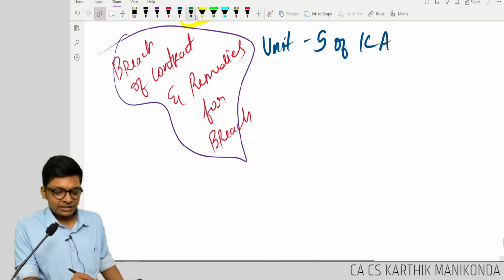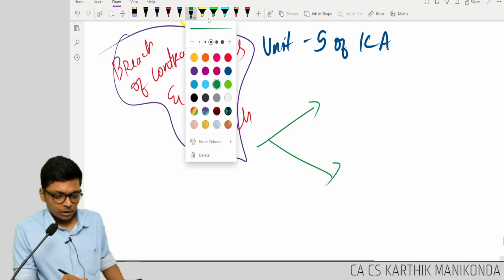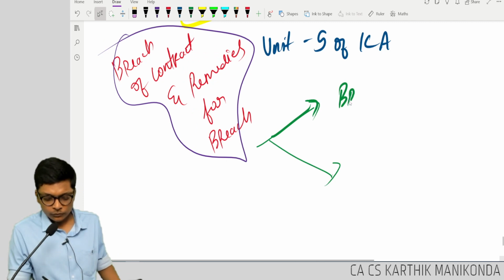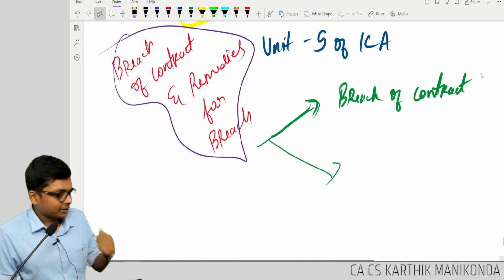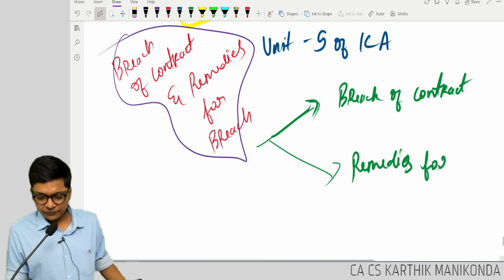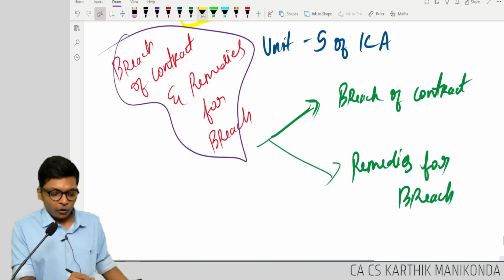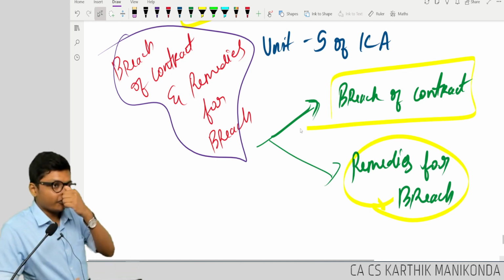Now, this chapter is split into two, guys. First part talks about breach of contract. Second part talks about remedies for breach. So before we go for remedies, let's understand what is breach of contract.